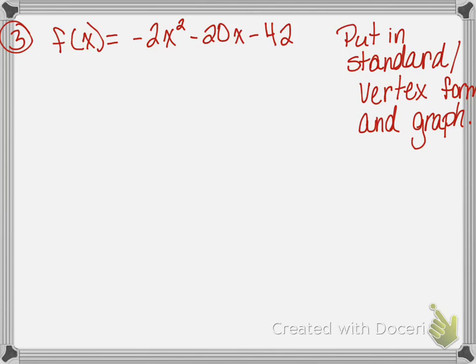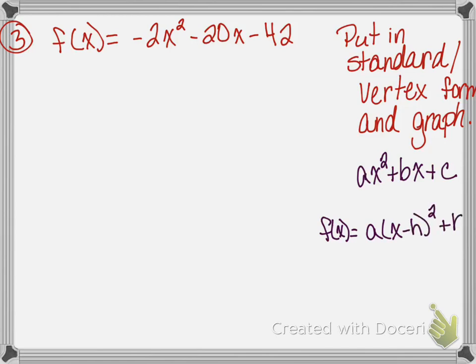So if we were finding zeros and doing some other things with this, we would be able to factor it, and we would be able to identify zeros, because it is in the form ax squared plus bx plus c. And some programs call this standard form, but again, we're talking about vertex form, and we need to get -2x squared minus 20x minus 42 in the form of f of x equals a times x minus h squared plus k.